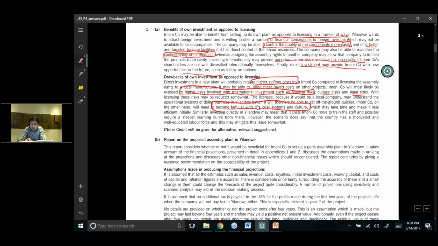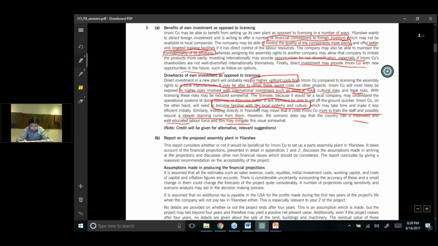Okay, and the last one is similar. Investing directly in L&D may mean that it costs the mining company more to train the staff and possibly require a steeper learning curve from them. Okay, but the scenario does say that the country has motivated and well-educated labor, so this issue may be mitigated. So what about the numerical part?